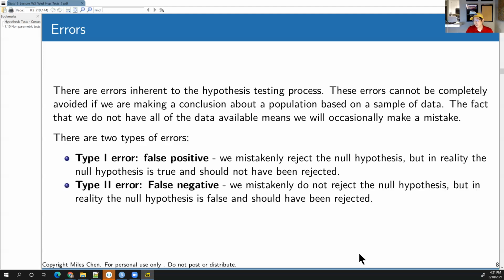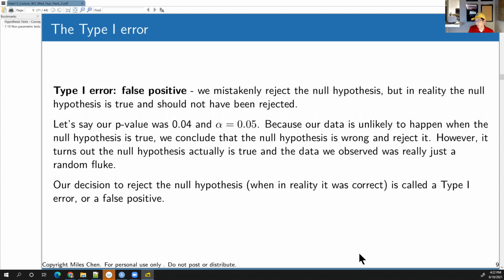And then the other is the type 2 error. That's the false negative. The false negative. This is we mistakenly do not reject the null hypothesis, but in reality, the null hypothesis was false. We should have rejected it, but we did not reject it. Okay. So you have the false positive and you have the false negative. Okay, that's the type 1 and the type 2 error.